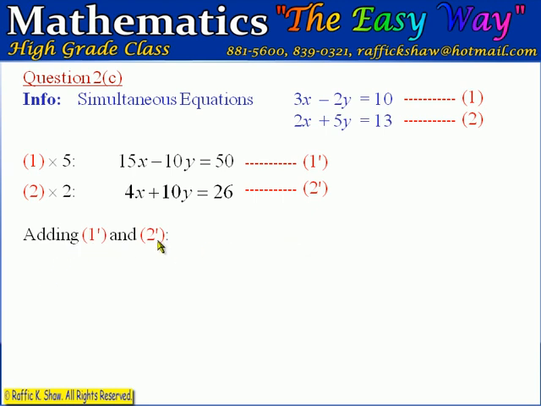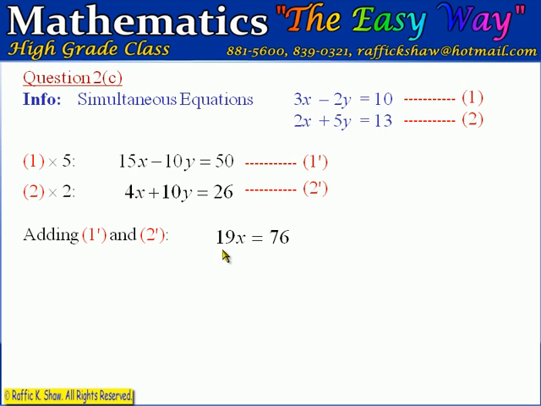So adding 1 prime and 2 prime, when we add these two equations, we simply add the terms on this side and add the terms on this side. When we add the terms on this side, we're going to get 15x plus 4x, that's 19x. This negative 10y will eliminate this positive 10y, and then 50 plus 26, that's 76. So let's show that addition. That's 15x plus 4x, that's 19x. The y terms are eliminated, and then 50 plus 26 is 76.